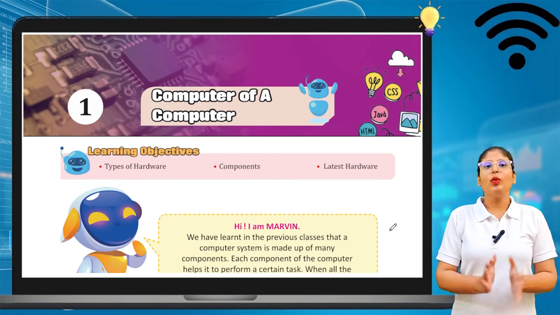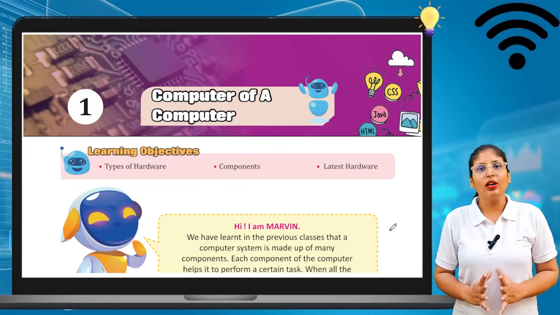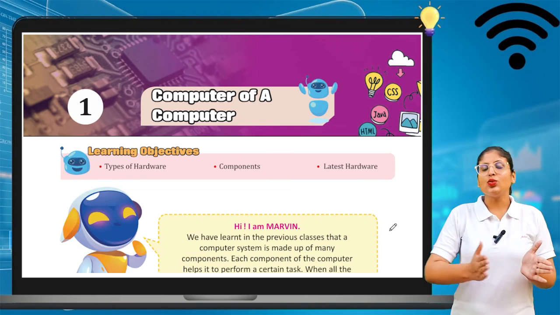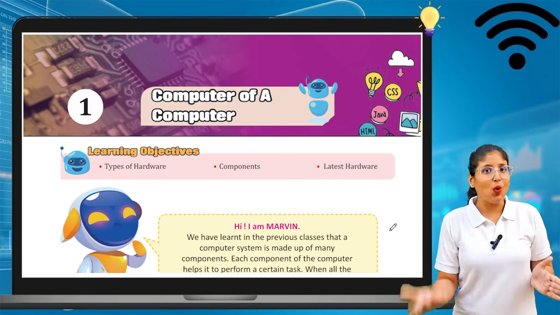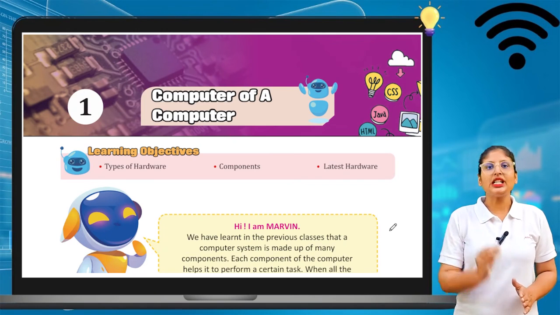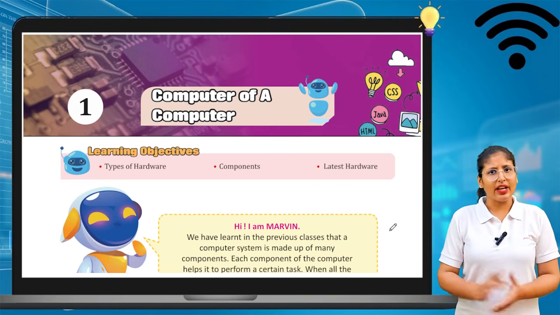So we will discuss all these things that we already discussed in your previous classes, but in this class, we will see each one of the topics in a very detailed way, because now you are all in class 5th. So you know each and everything in detail. Okay, so ready for this class?